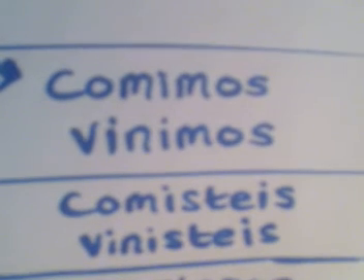Isteis, used for both comisteis and vinisteis. And finally, comieron and vinieron, they ate and they came. Again, no accent marks are being used there.